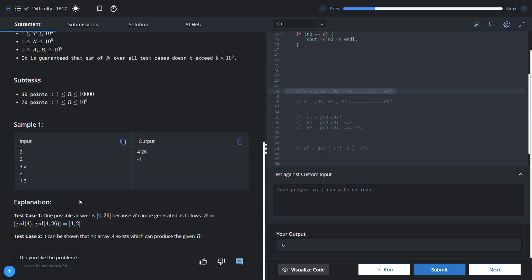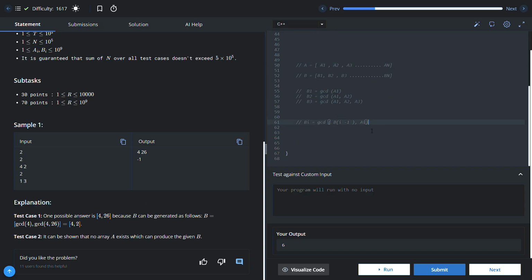One possible answer for 4 and 26. We can go through the example. Let's suppose we have this B, right? And what is B? 4.